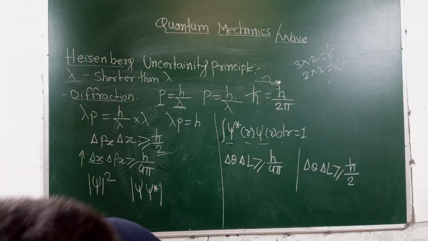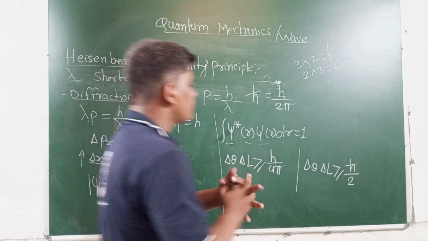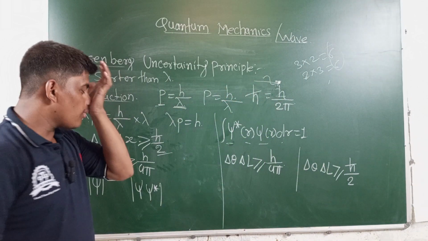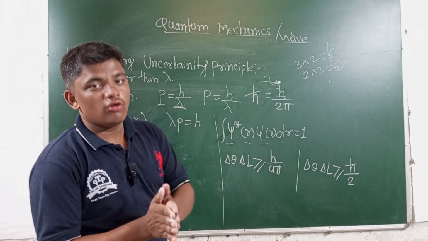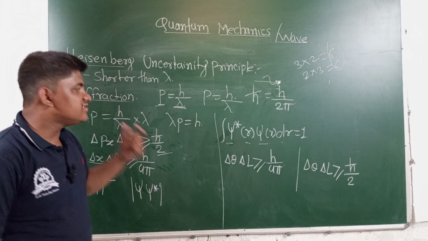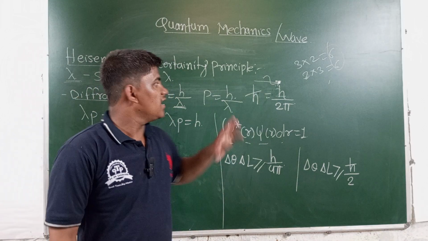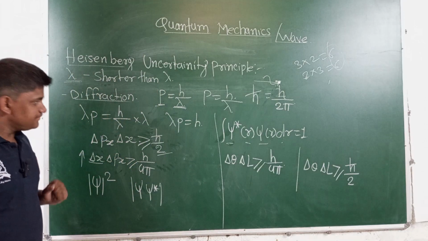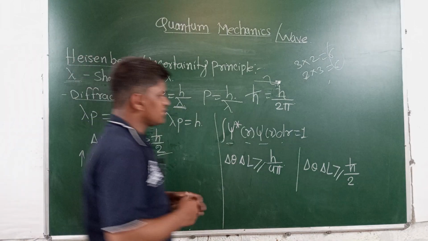What is the Heisenberg uncertainty principle? In quantum mechanics, we cannot explain two or more properties of any system simultaneously. Sorry, two or more properties simultaneously. We cannot state two or more properties of a system simultaneously in wave mechanics, or quantum mechanics. In classical mechanics, we can explain them.